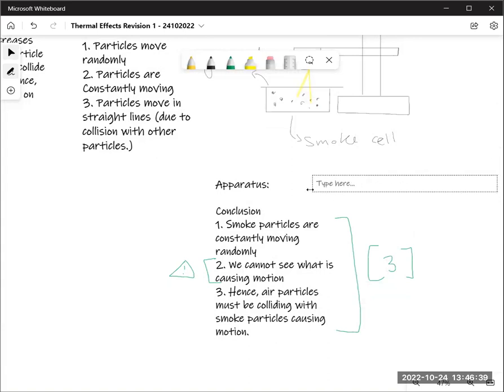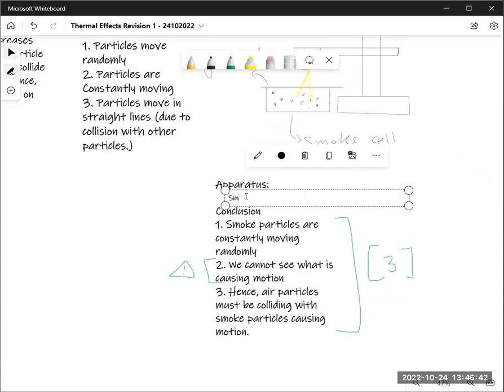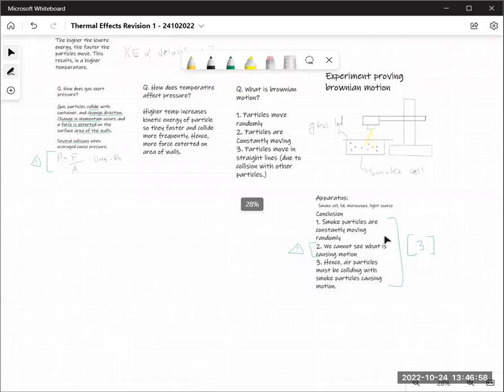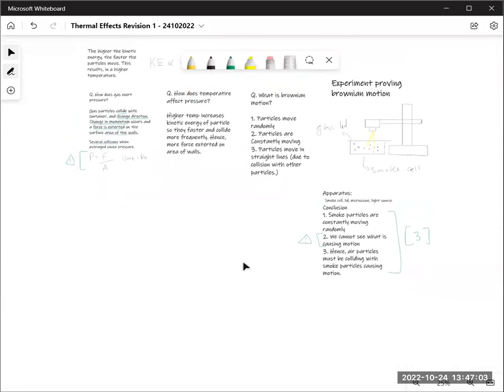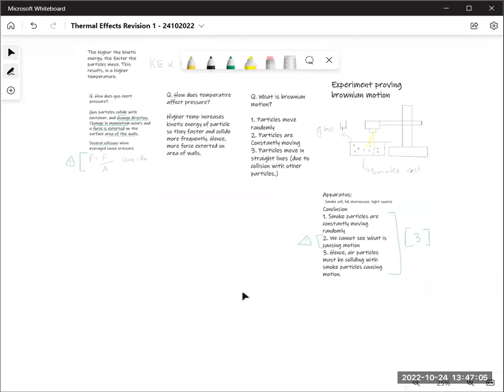Just to write the apparatus, you write it right here. You need a smoke cell. You need a lid. You need a microscope and a light source. This will come in alternative to practical. We'll also start that perhaps in the next class. We'll see. We'll finish space physics on ATP after that. In chemistry, we'll be starting ATP from the next class.